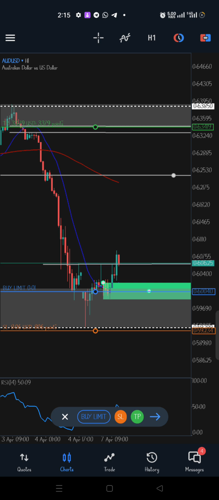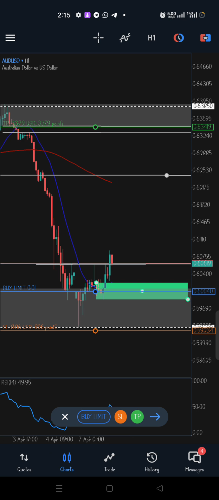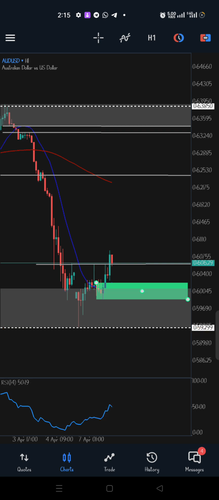So this particular trade has a risk reward ratio of 1:3.5. It's an ideal trade to take. This is USD Australian dollar. Go with me and let's see how the market plays out.